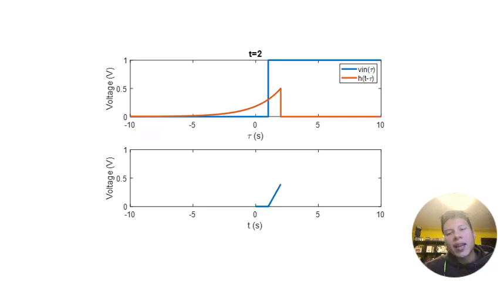Okay, so now let's look at time equals 2. So this is a little bit more interesting. When we look at the product of the orange line and the blue line, it's going to be something that looks like this. I'm going to draw it up here.